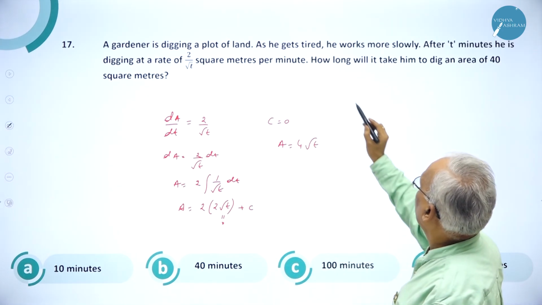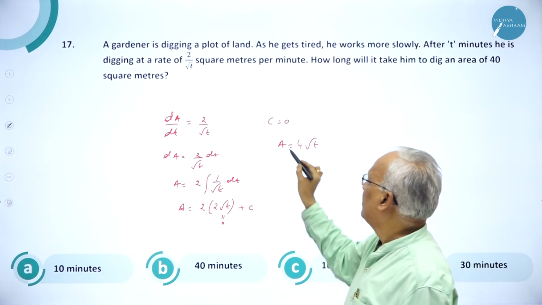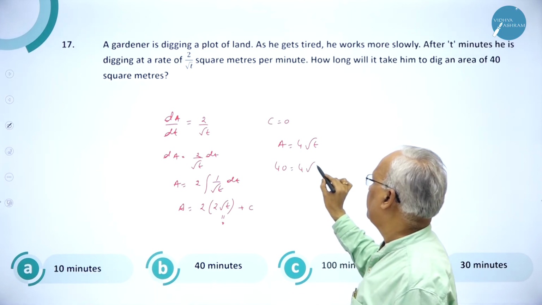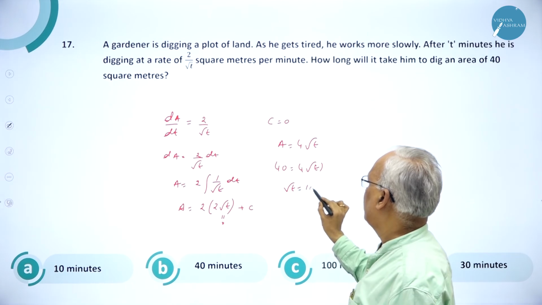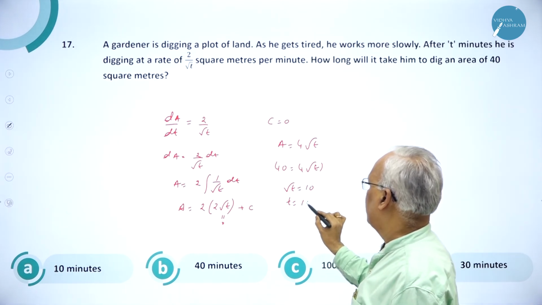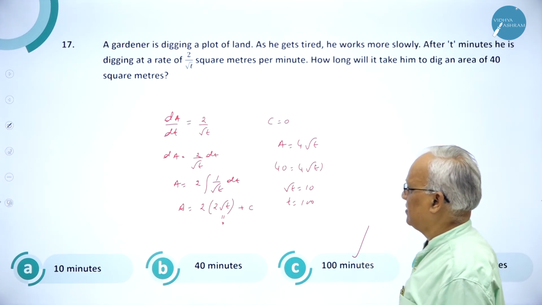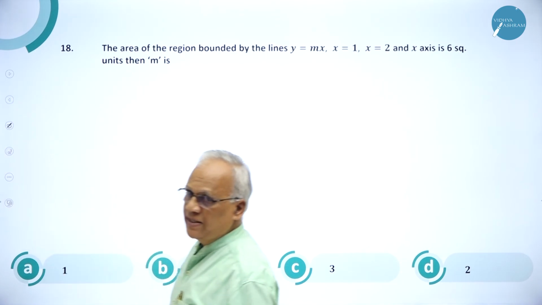Next, what they have asked is, how long will it take him to dig an area of 40 square meters. If A is 40, then it is 4 into root t. Therefore, square root of t is equal to 10. So, t is equal to 10 squared, 100 minutes. 100 minutes is the answer. So, answer is C. Next, you have the next question, 18th one.